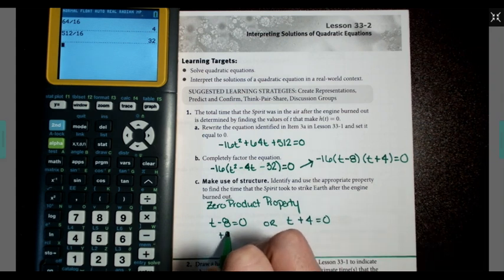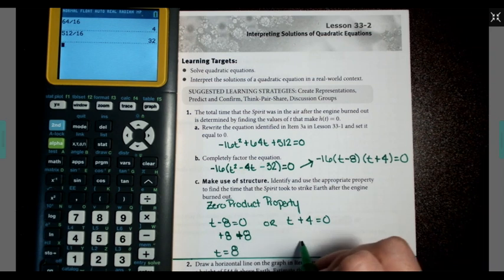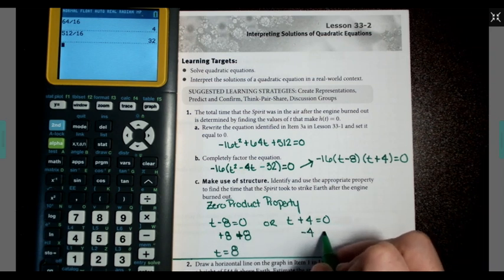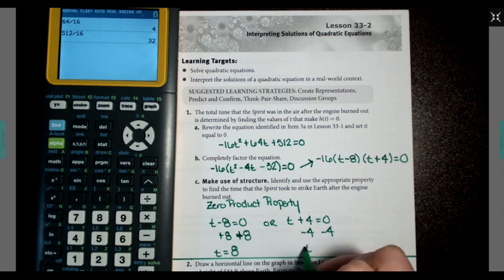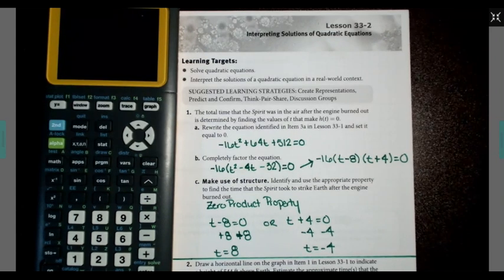Well, here we would add 8 to both sides, right? So this gives me t equals positive 8. Or I could have subtracted 4 from both sides. This would have given me t equals negative 4. Now remember, t represents seconds. So which one of these makes sense in this problem?